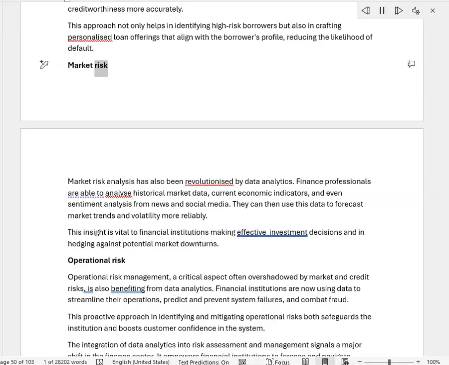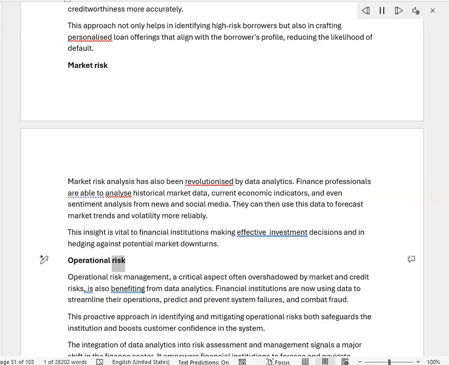Market risk. Market risk analysis has also been revolutionized by data analytics. Finance professionals are able to analyze historical market data, current economic indicators, and even sentiment analysis from news and social media. They can then use this data to forecast market trends and volatility more reliably. This insight is vital to financial institutions making effective investment decisions and in hedging against potential market downturns.